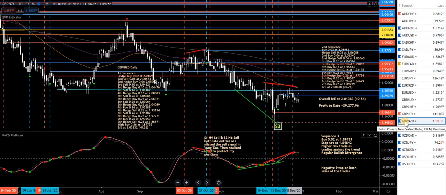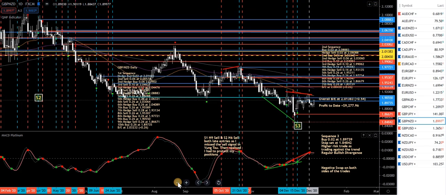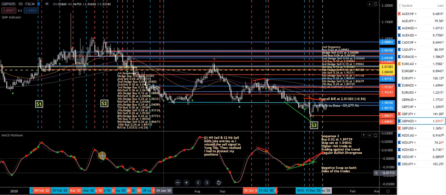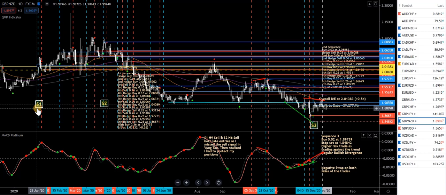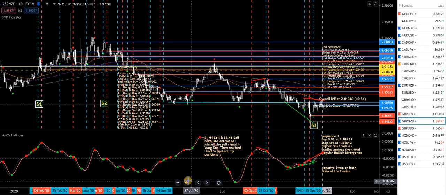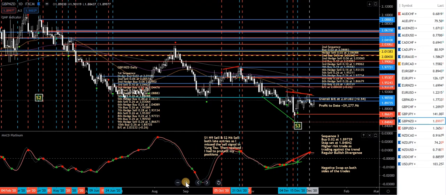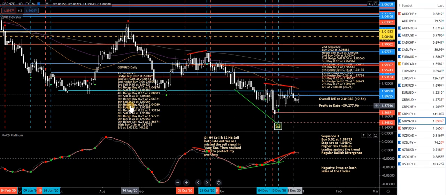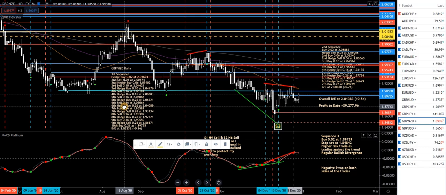Pound New Zealand. This is a pair that's given me some grief. I'm in a lot of trades. There are 3 sequences. Where do these other 2 start? One. I've been in this one a long time, so this is all the way back to nearly a year ago. And then we've got sequence 2 there. So sequence 1 at the moment.